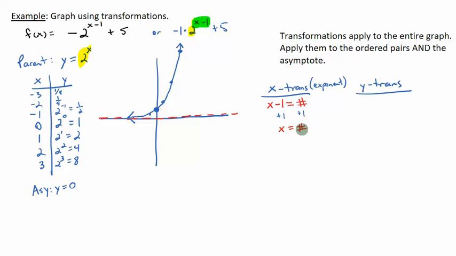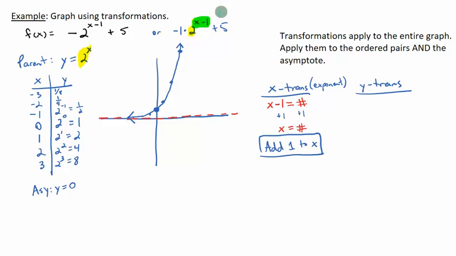Okay, not the same number, but some number. And so this right here, the plus 1, is what I'm looking for. That's the step it took to get x by itself. So my x transformation is add 1, and since it's an x transformation, I'm just going to add 1 to x. So that's my x transformation.